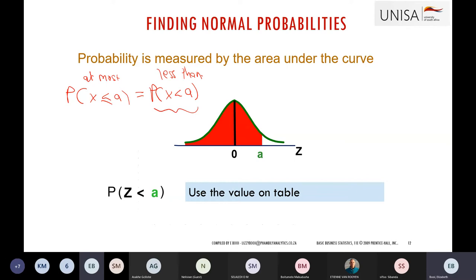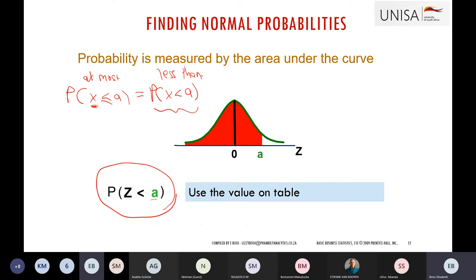Because we're using the standardized normal distribution table, you cannot calculate the probability just by using the formula of X. We use the Z formula to standardize X so that we can use the Z score, the Z value that you found, to go find the probability on the table. So when we're looking for the probability of a less than, the table that we're going to look at contains the probability of a less than.